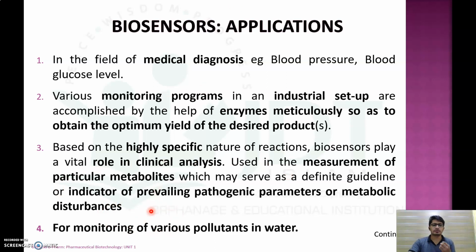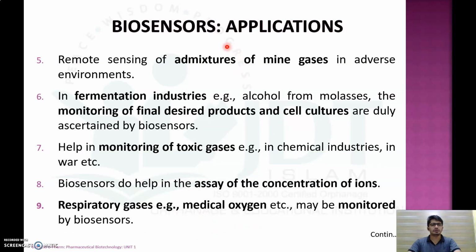Biosensors also can be used for the monitoring of various pollutants in water. They can be used for the remote sensing of admixtures of mine gases in adverse environments. They can be used in the fermentation industry, like for the production of alcohol from molasses, and for monitoring of the final desired product in cell culture. Biosensors will help in the monitoring of toxic gases, like in the chemical industry and war. Biosensors also help in assay of the concentration of ions.